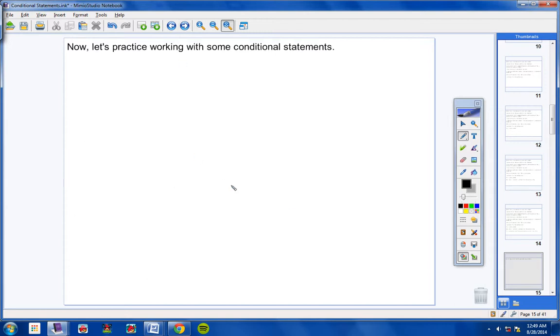Okay, now let's practice working with some conditional statements. Okay, let's practice. Contain your excitement. I know you just can't wait to do that, so here we go. I would like you to write this in your notes, please. If the measure of angle A equals 30 degrees, then angle A is acute. Please write that down.